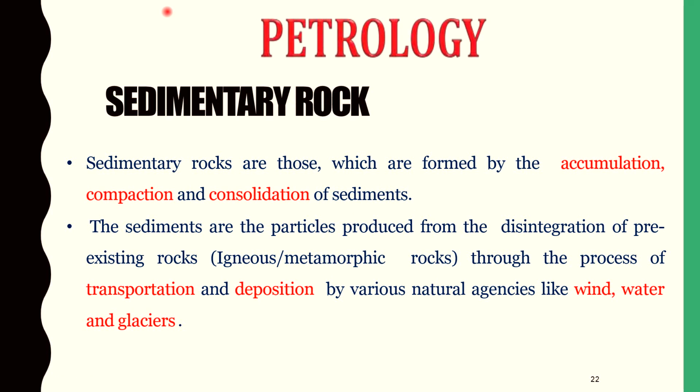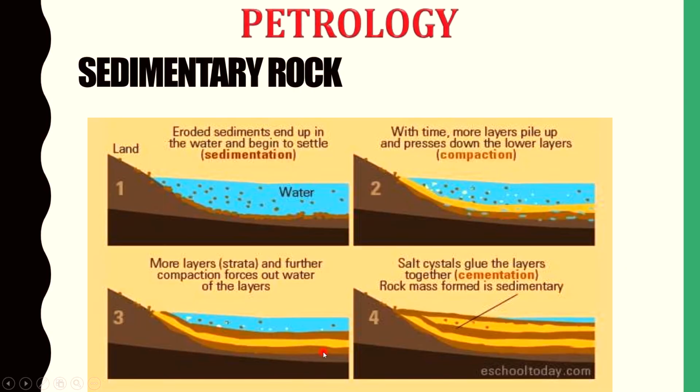Now sedimentary rocks are those which are formed by the accumulation, compaction and consolidation of sediments. The sediments are particles produced from the disintegration of pre-existing rocks like igneous and metamorphic rocks. So ultimately the sedimentary rocks are formed from the igneous and metamorphic rock, through the process of transportation and deposition by various natural agencies like wind, water and glacier.